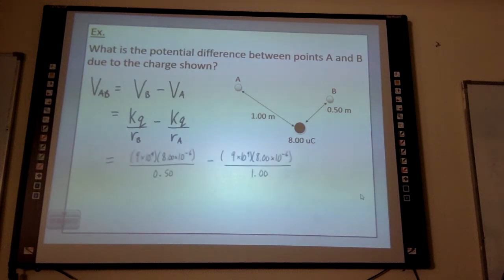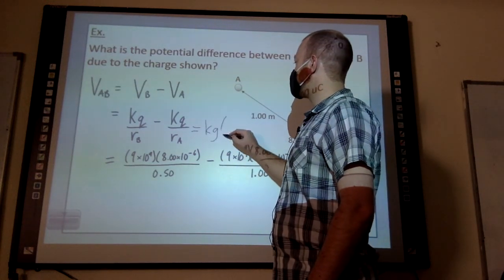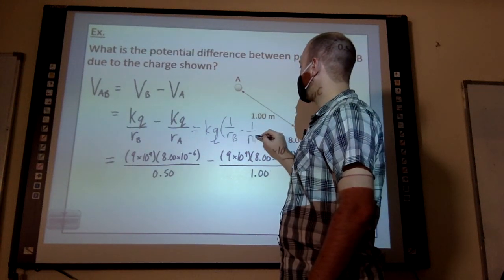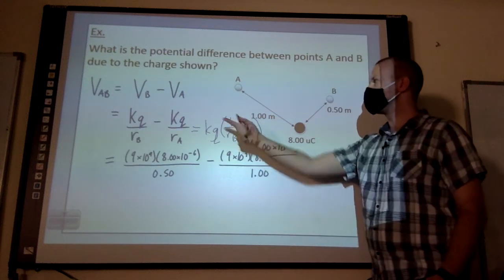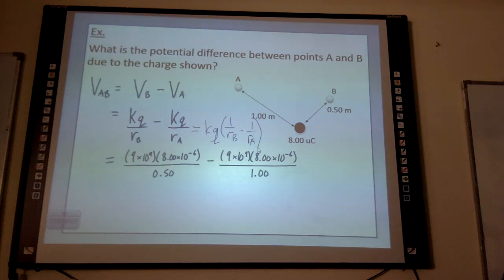Potential is a scalar. So yes, you could factor this out, and instead of having this, you could do it as kQ(1/rB minus 1/rA) if you really wanted to, but this just makes sense too. So this is why it's really not that bad. Again, if you want the total potential, add them. If you want the potential difference, subtract them. Really straightforward.